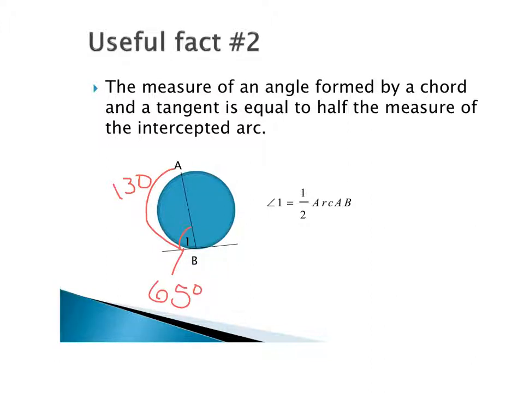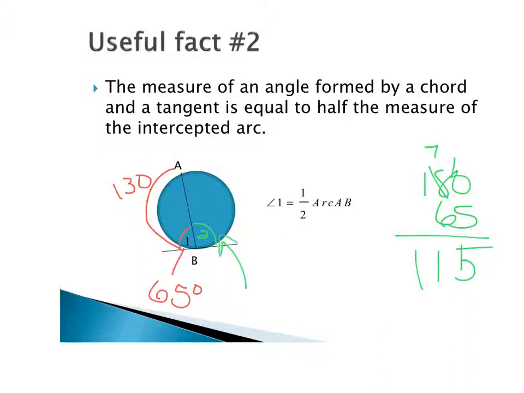65. All right, what if I add an angle 2 here? How could I find the measure of angle 2? What could I do? Okay, I could do 180 minus 65. That's going to give me the measure of angle 2. So subtract here, and I get 115. Good. That's because it's sitting on a straight line.